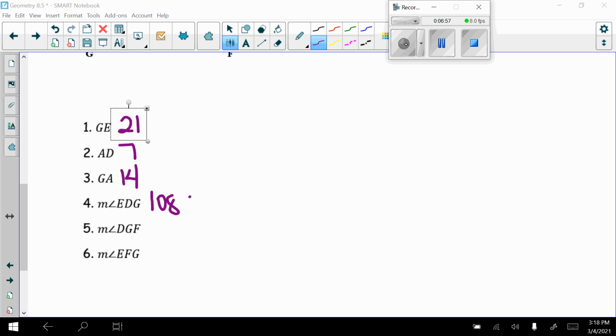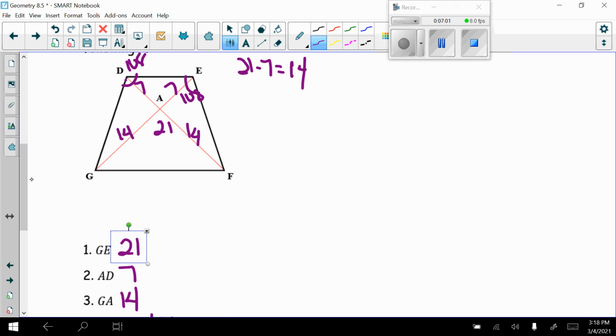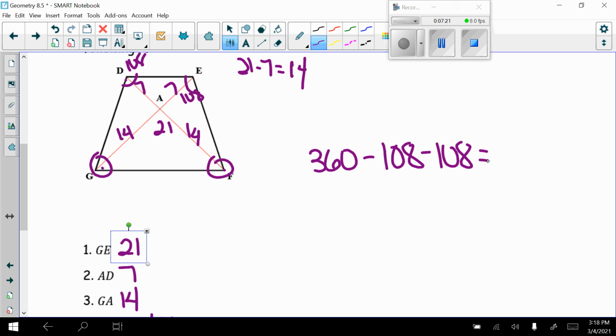Great, so now we're going to find the measure of angle DGF. So DGF, that's this entire angle down here. Remember that this is a quadrilateral, so all 4 angles have to add up to equal 360. I know that this is a base, so G and F have to be the same. So 360 minus 108 minus 108, so minus my 2 top face angles.